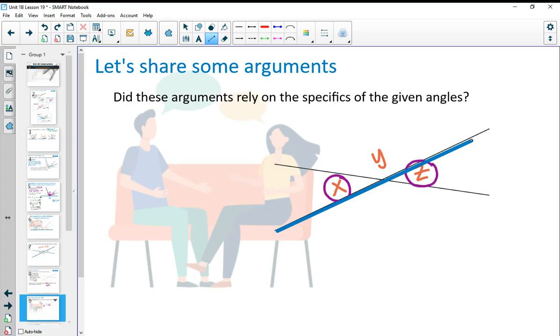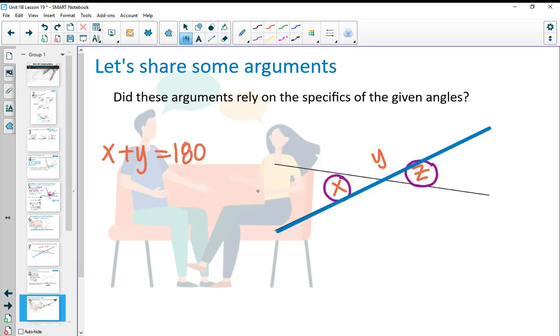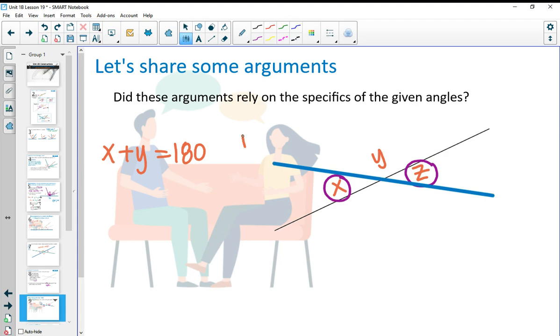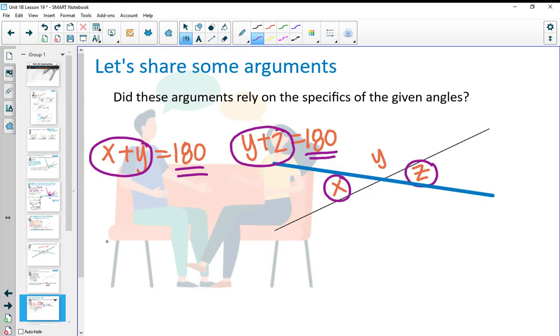So remember, we know that this is a straight line. So we know that if we take X plus Y, it equals 180 degrees, right? We also know that we can similarly look at this line and see that Y plus Z is also equal to 180. Then through substitution, you know that both of these are equal to 180, so they're equal to each other. This is equal to this.